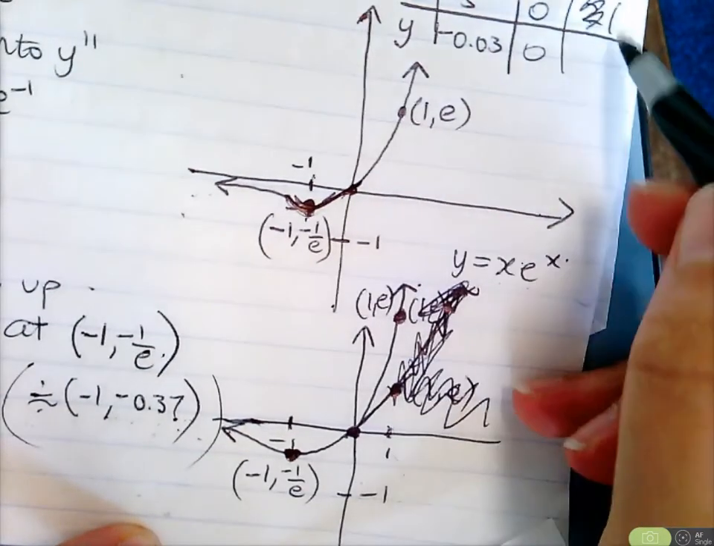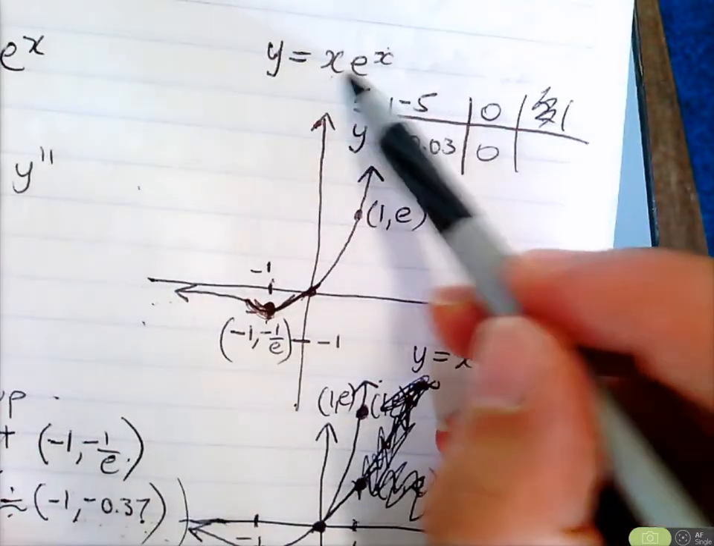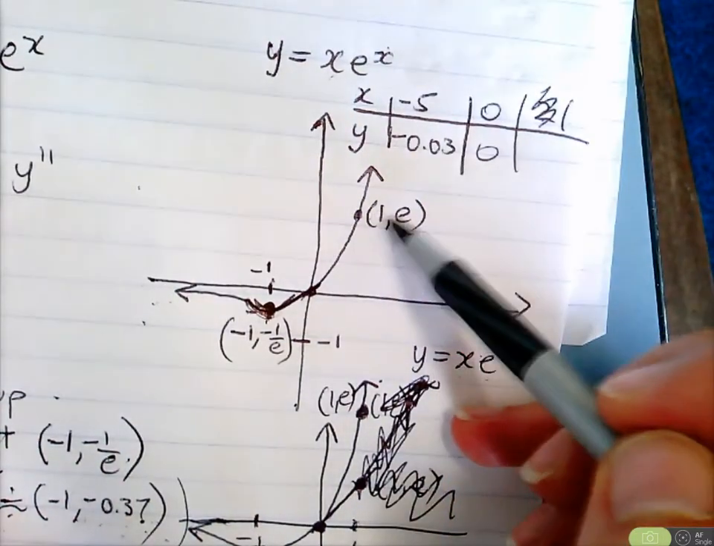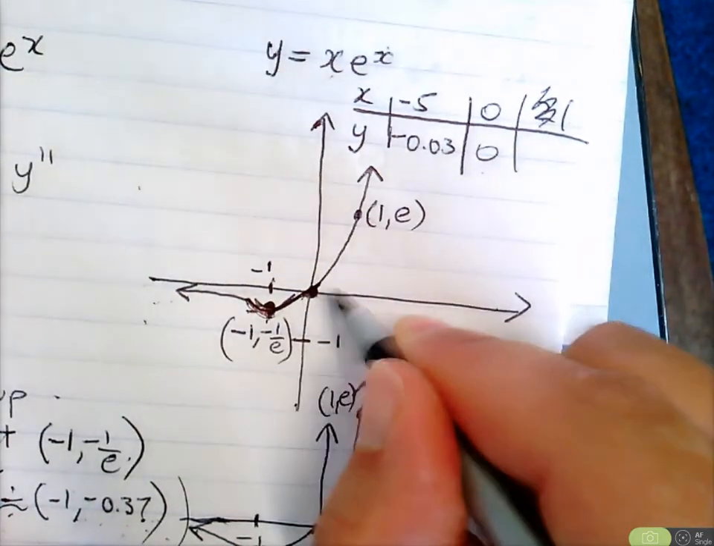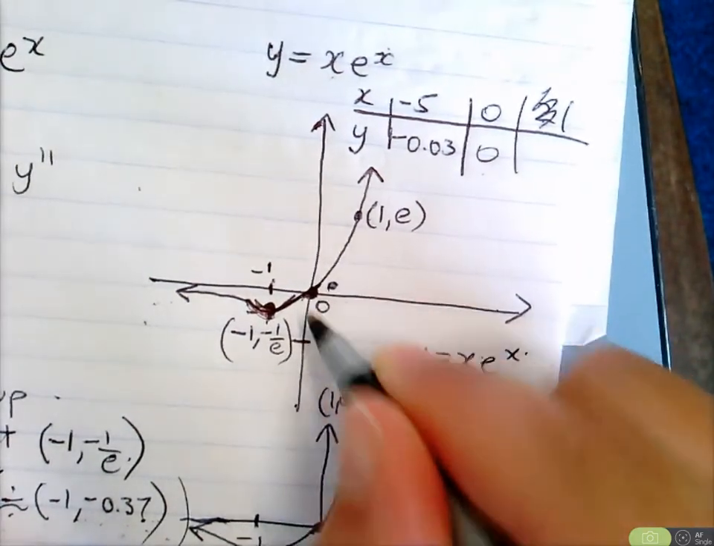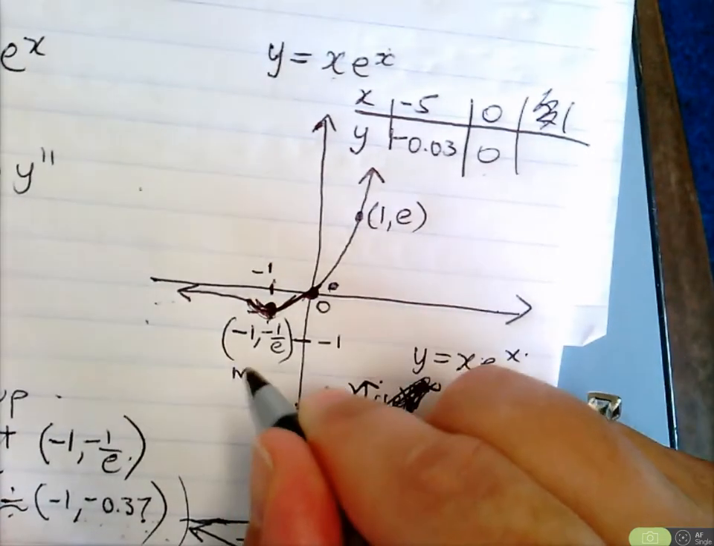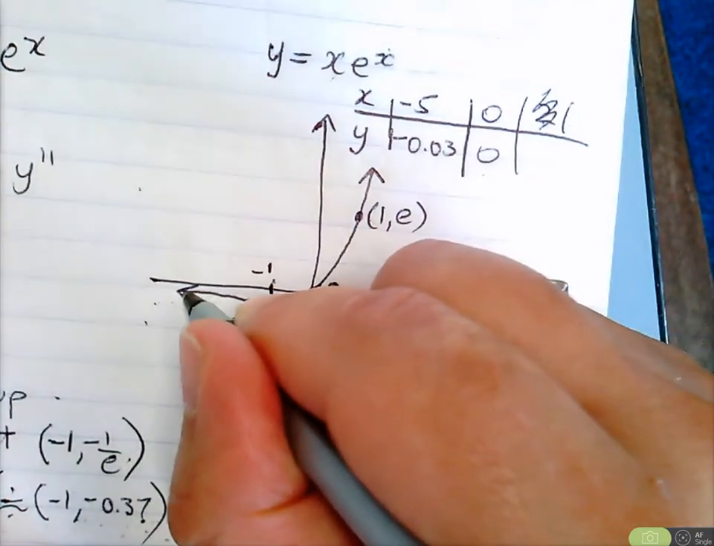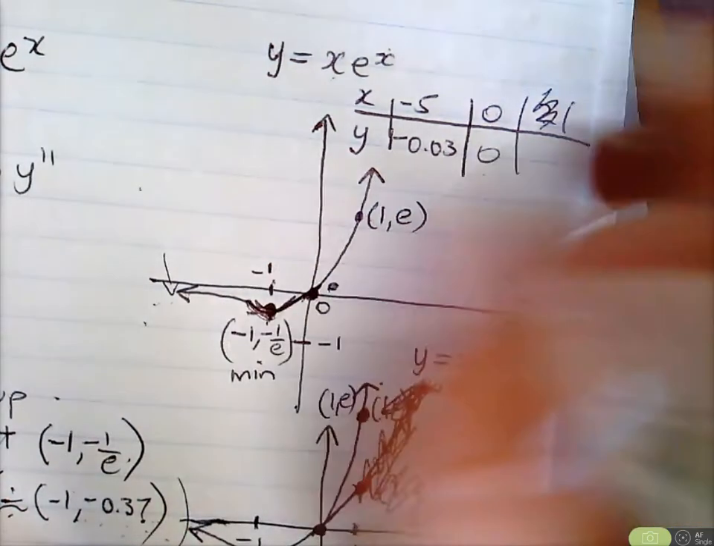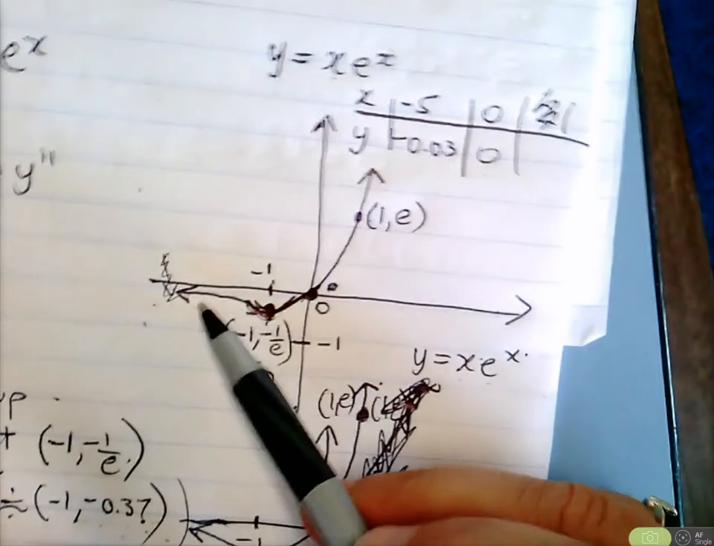So showing a point I've done, when x is 1, y is 1 e to the 1, which is e. We also know that when x is 0, y is 0, so show that it goes through the origin. We've got the minimum. So I'd write minimum at -1, -1 on e, and show here that you've got an asymptote. Okay, show that you've got an asymptote there.